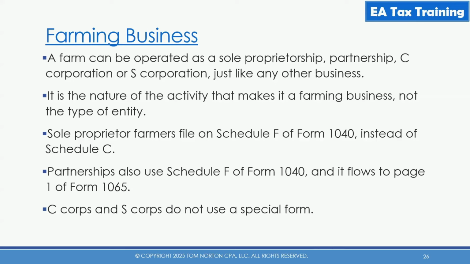Sole proprietor farmers file on Schedule F of Form 1040 instead of Schedule C. So other businesses, as we talked about, for sole proprietors, they report on Schedule C. Farmers report on Schedule F. Partnerships also use Schedule F of Form 1040, and it flows to page 1 of the Form 1065 in the income section. C Corps and S Corps do not have a special form, so they're just going to report the revenue and expenses in their normal revenue and expenses.